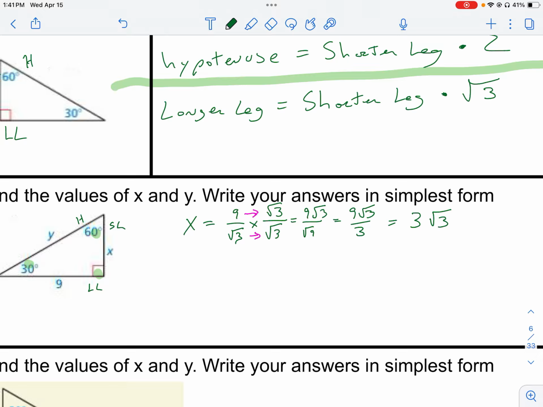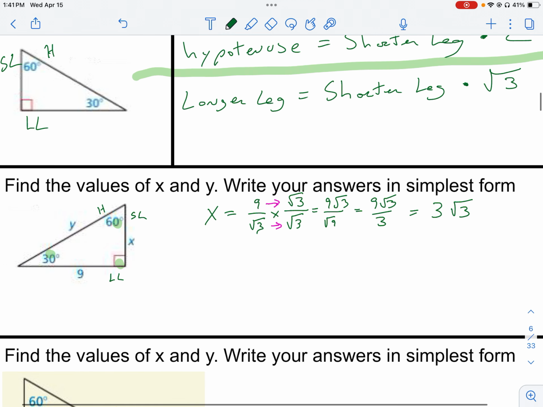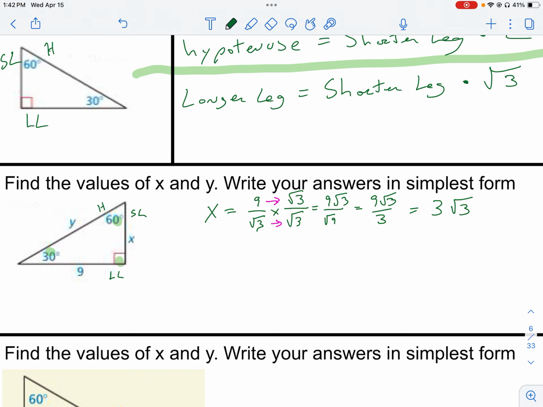When we multiply or divide radicals and numbers, it's inside with inside, outside with outside. That's how we know we're doing it right, and that we're keeping our radicals where they belong. And remember, 3 radical 3 is an exact number. If I put it in my calculator and come out with 1.7 times 3, I'm getting an estimate.